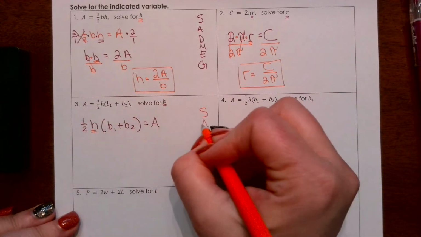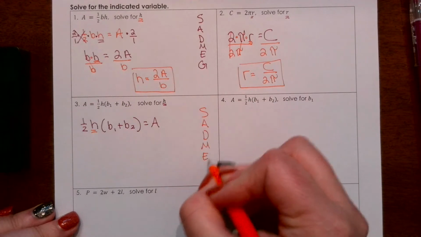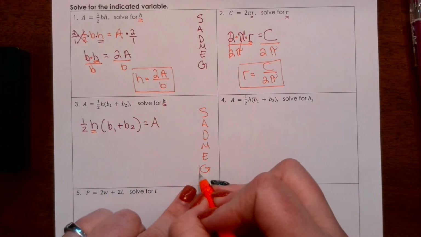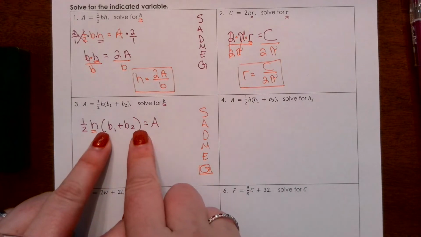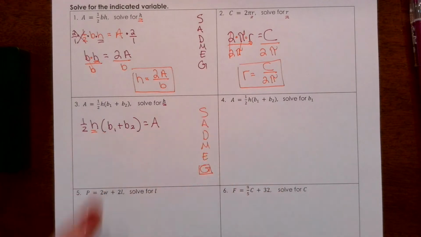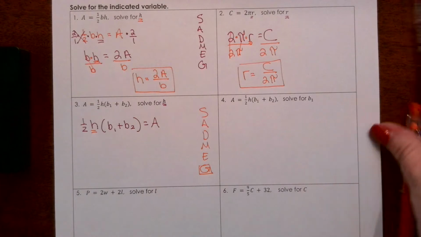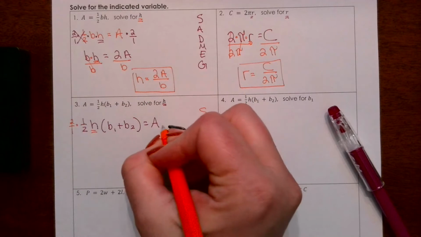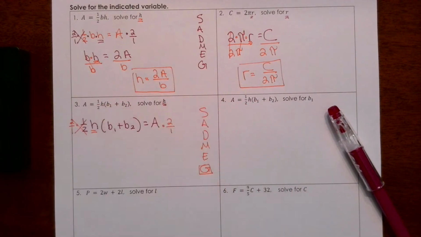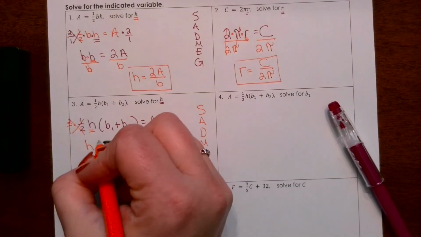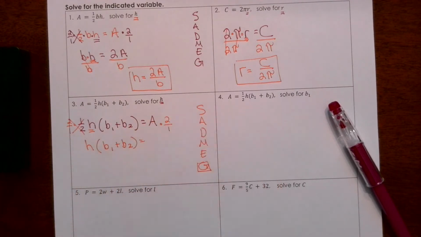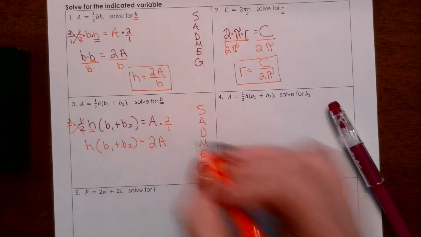Now, if I write sad Meg again, at first I think to myself, oh, subtraction and addition to get rid of. I should get that out of the way. But no, my subtraction and addition is in that grouping symbol, those parentheses. So that goes all the way at the end. I need to get rid of my fraction. So I'm going to multiply both sides by the reciprocal. That equals 1. And I have h times base 1 plus base 2 equals A times 2, or 2A.